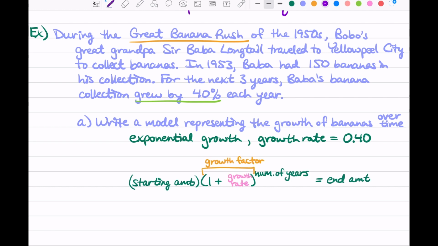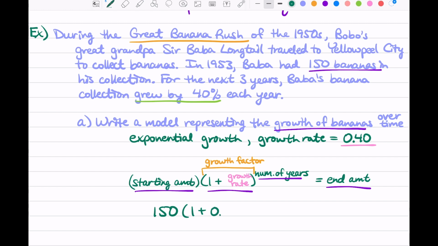In that model, we have some starting amount, and we multiply it by 1 plus the growth rate for a certain number of years, and that leads to some end amount. So we want to use this model to represent the growth of bananas over time. So what is our starting amount of bananas? That is 150. So Baba starts with 150 bananas, and then he grows this collection by 40% each year. We'll have 1 plus 0.40, and he grows his collection for some number of years.